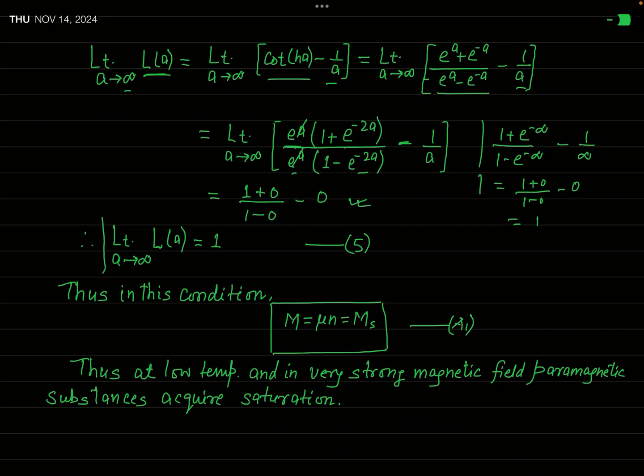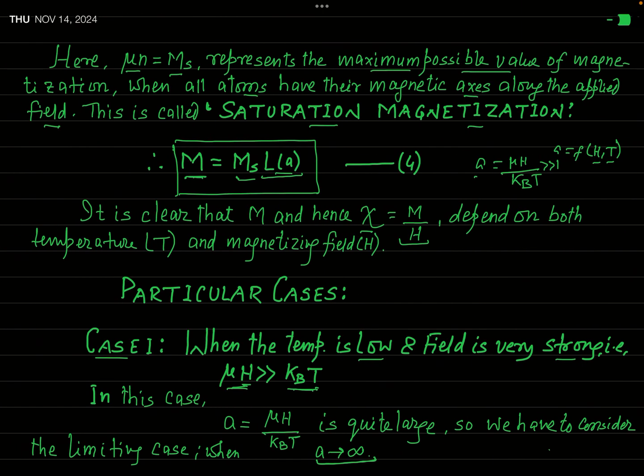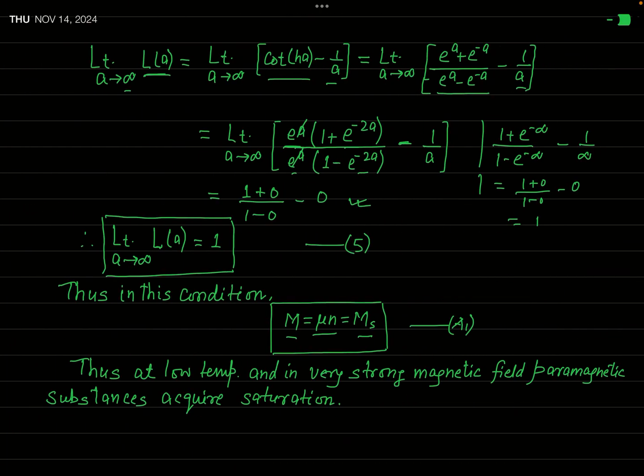So the Langevin function comes out to be 1 in this limiting condition, when you consider that the magnetic field is very strong and temperature is very low. In that condition, the Langevin function is 1. And so M is equal to simply mu n, and that is equal to Ms, because you know M is equal to Ms times L(A), but L(A) you have obtained is equal to 1, so M will be simply equal to Ms.